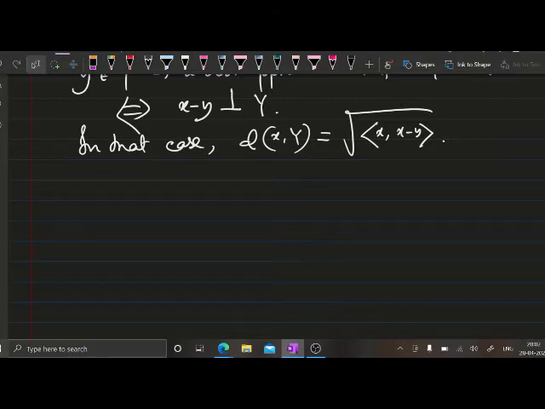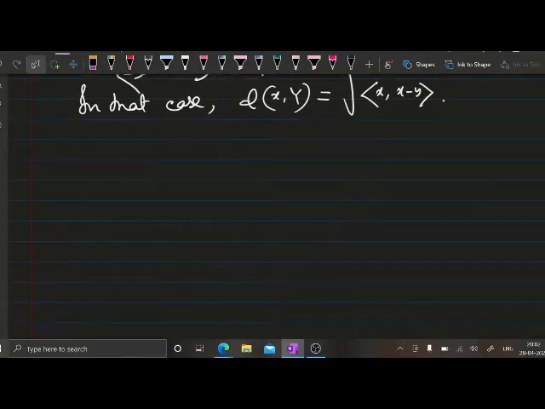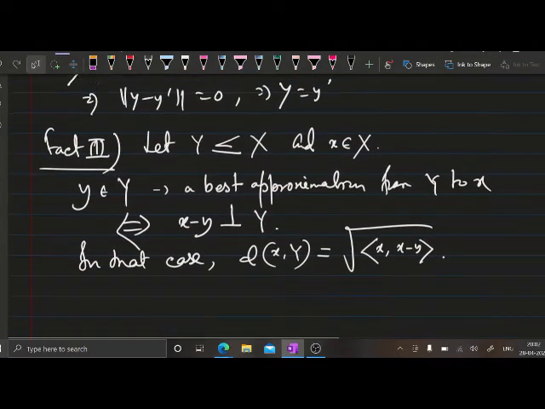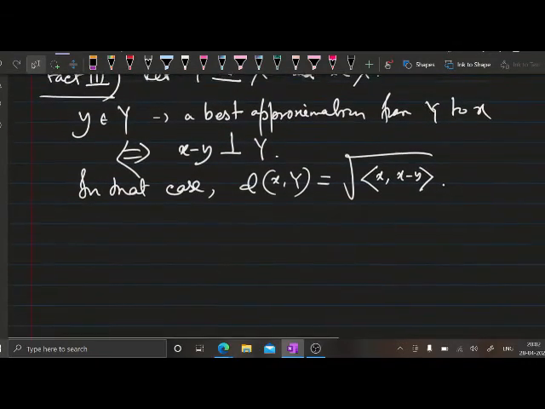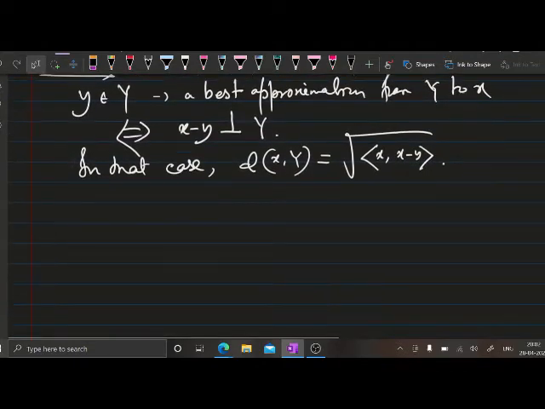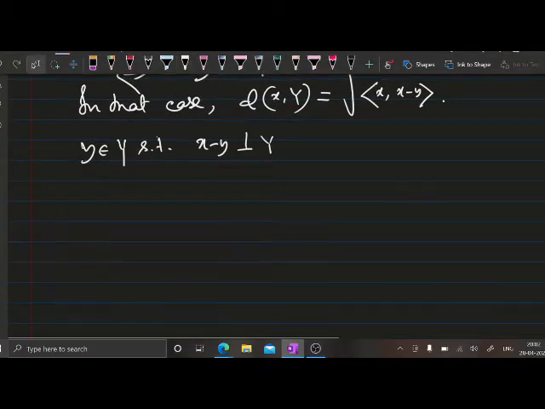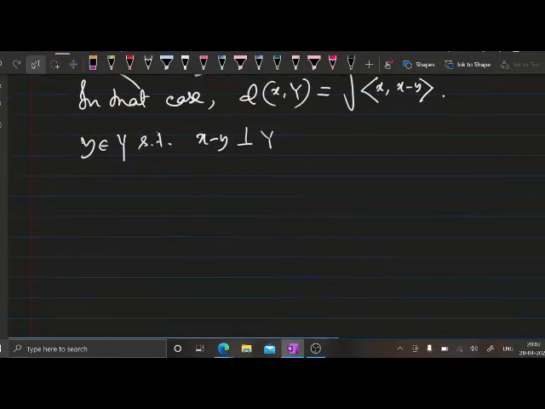Okay. So this is very easy, very much easy to prove, because suppose you take any y from capital Y such that x minus y is orthogonal to capital Y, then what will happen?